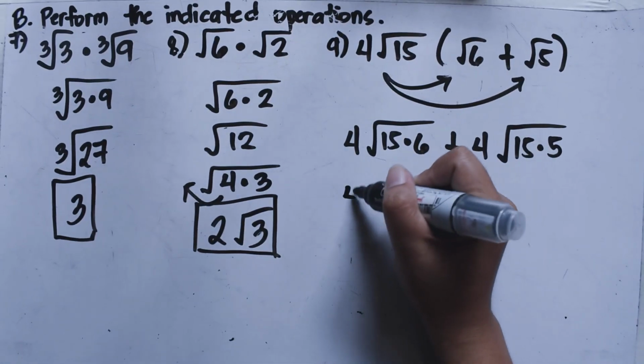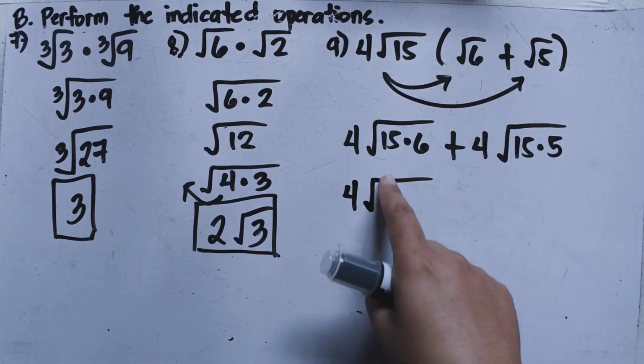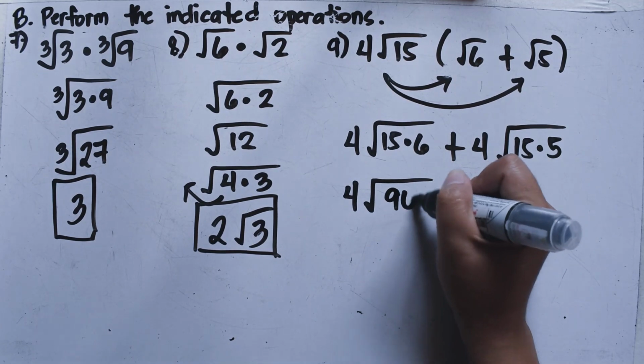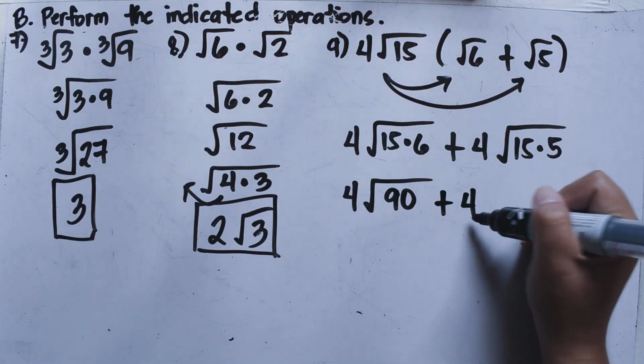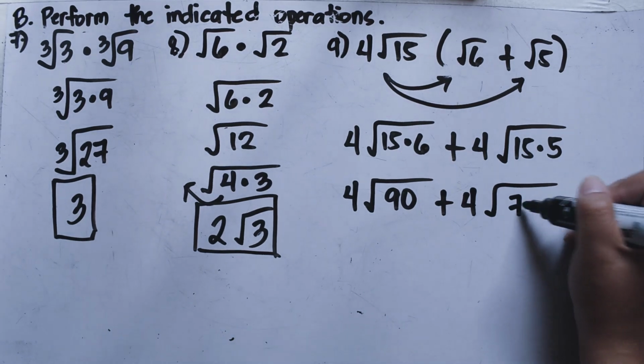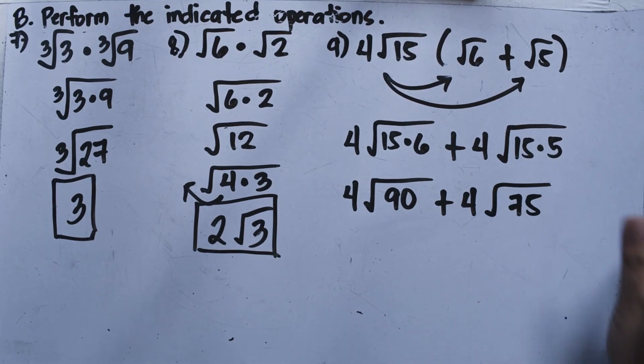Then, simplify na natin. So, we have 4 square root of, we have 15 times 6. Oh, 15 times 6. We have 90. Tama? Plus 4 square root of 15 times 5 naman, 150 si kalahati, so 75. Nakuha. So, pinag-times ko lang, ha.